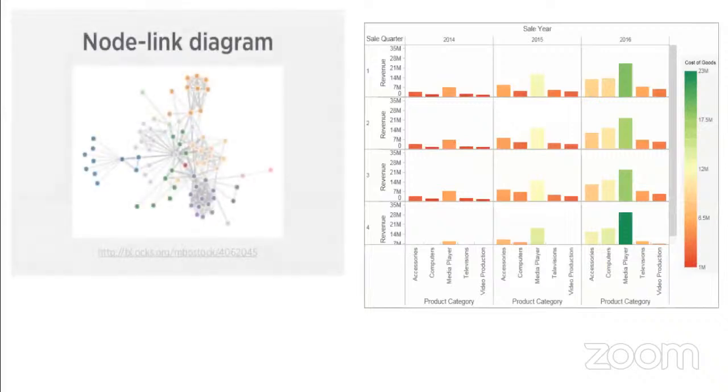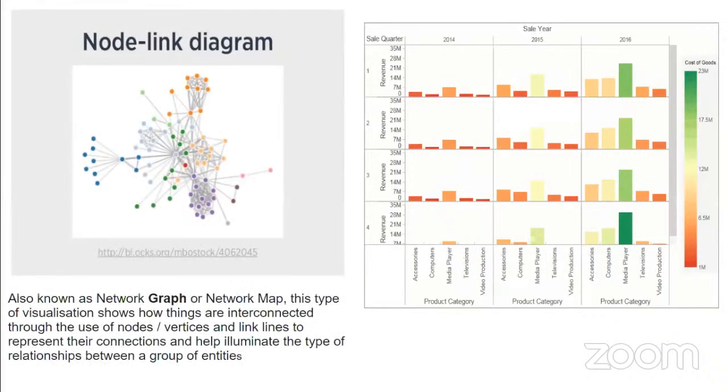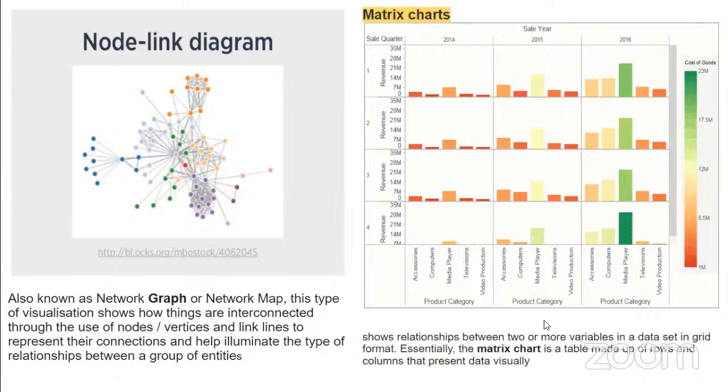So let's look at some examples. A node link diagram is also called a node graph or a network map. It shows how things are interconnected through the use of nodes or vertices and link lines to represent their connections, and helps to illustrate the type of relationships between a group of entities. So that is for the network graph. Then a matrix chart shows relationships between two or more variables in a data set in a grid format.